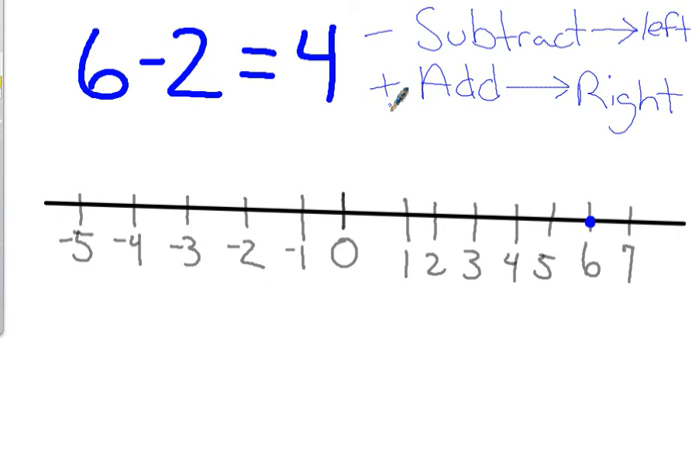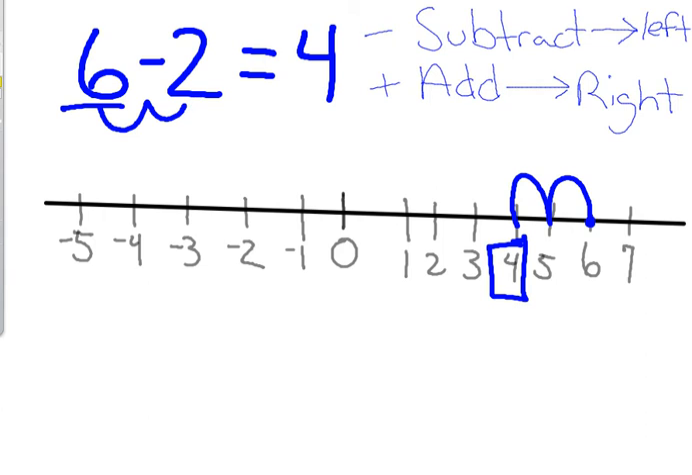So since I'm taking away, I'm going to start off at 6, and I'm going to go left twice on my number line. It should look like this. 1, 2. I end up at 4. Again, you can read the expression as directions. Start off at 6, go left twice. You will end up with 4.